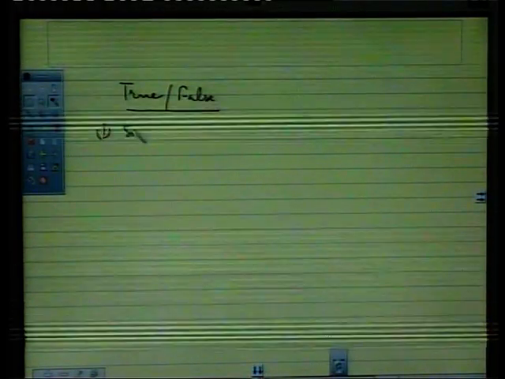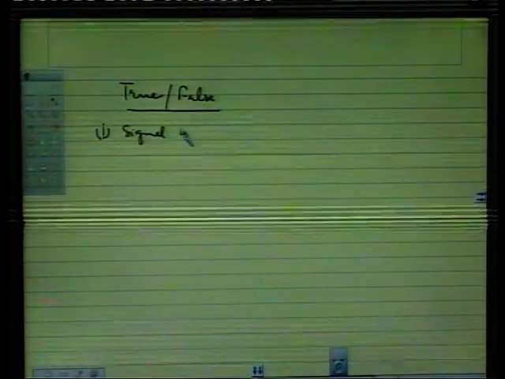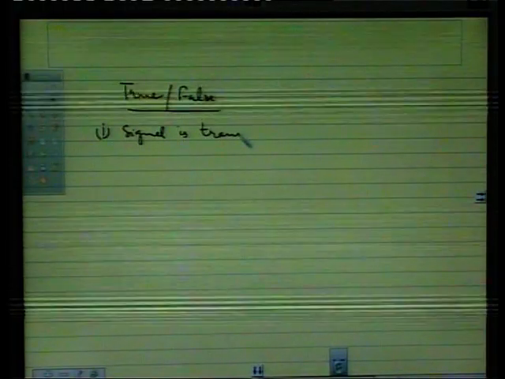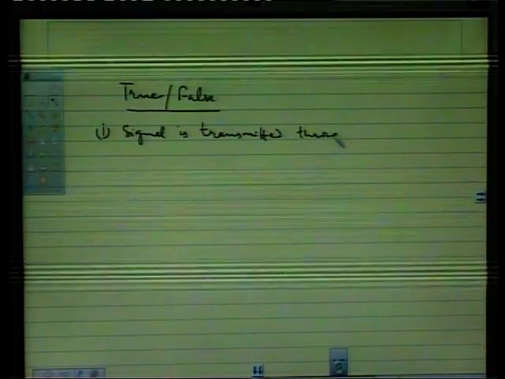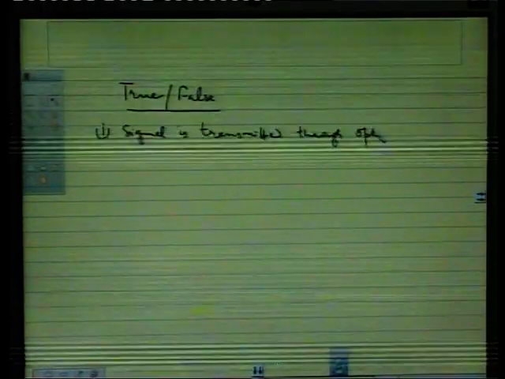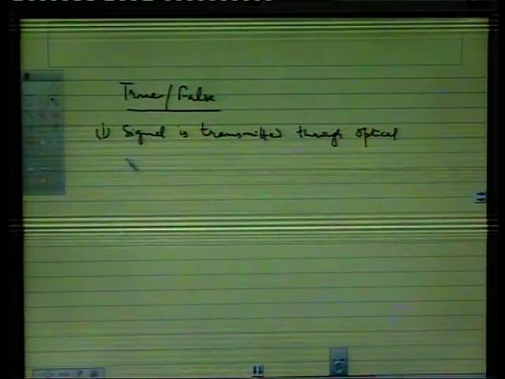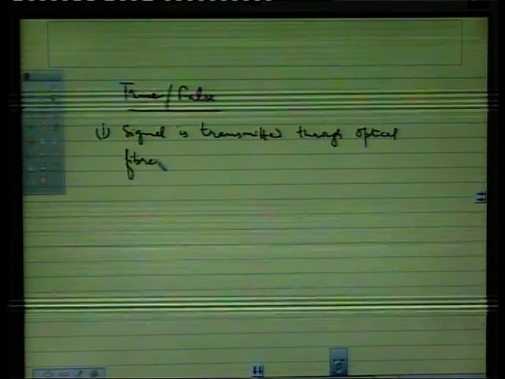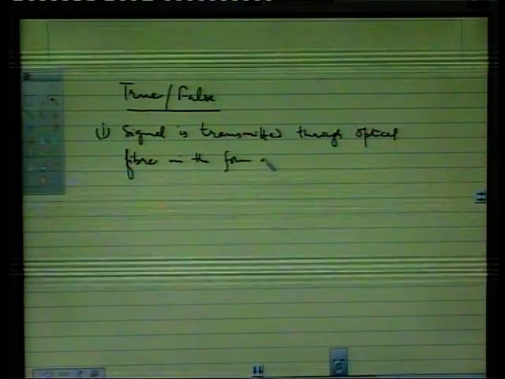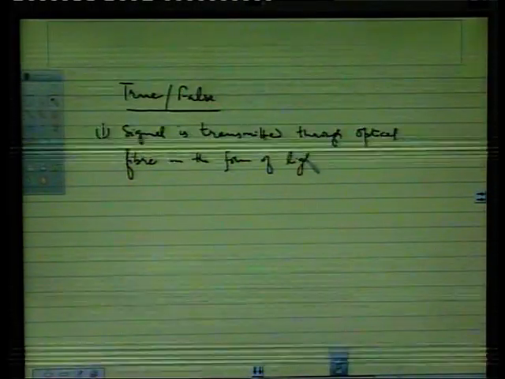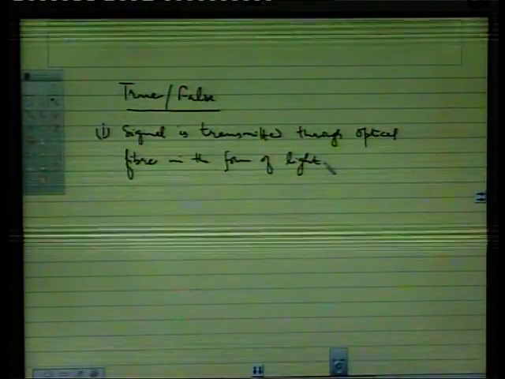First question which was asked, signal is transmitted through optical fiber in the form of light. This is true.